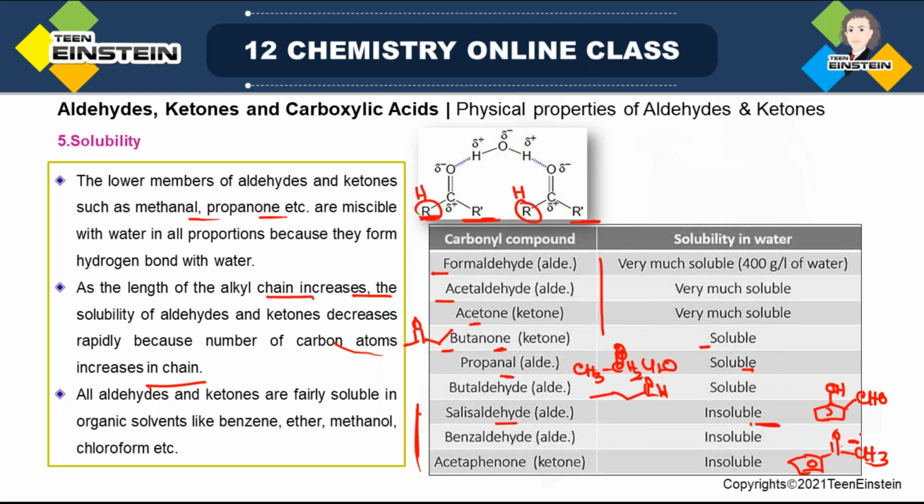But keeping the oxygen number fixed, you are increasing carbon and hydrogen. So the non-polar, hydrophobic part is increasing, so obviously solubility in water will decrease. But if you consider a non-polar solvent like an organic solvent, I mean to say a non-aqueous solvent like benzene, ether, methanol, chloroform, then they are fairly soluble.